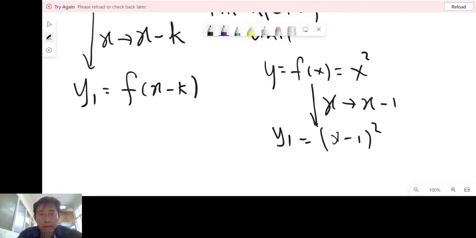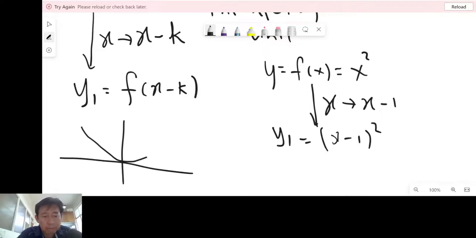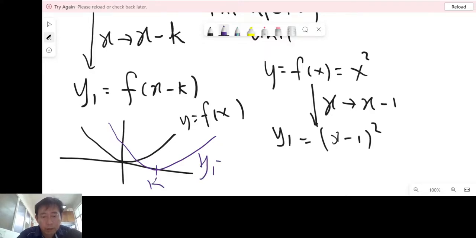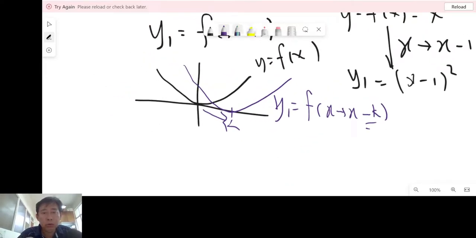If you represent this by a graph, this would be a function of y equals f of x. Then the function shifted to the right by k units is y1, which equals the function f where x is replaced by x minus k. Right? Minus k means you shift it to the right. And in the same spirit, you could obtain the function that is shifted to the left.